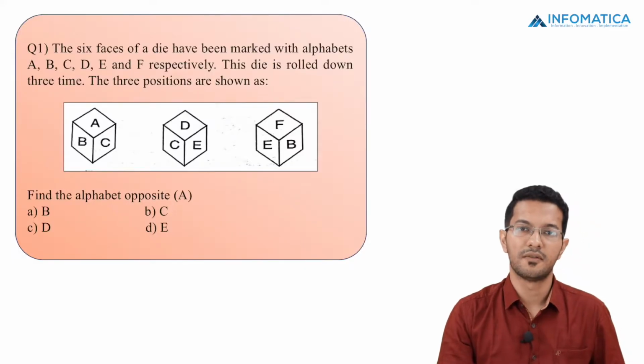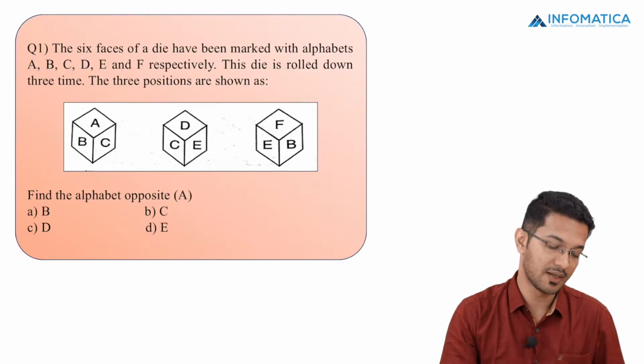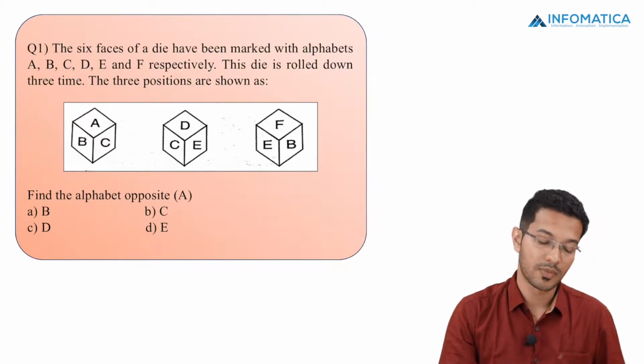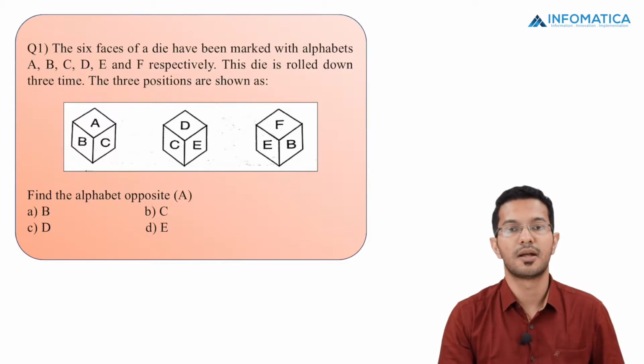So students, if we look at the first question, they are saying that the six faces of a die have been marked with alphabets A, B, C, D, E, F respectively. This die is rolled down 3 times. The 3 positions are shown as below. So find the alphabet opposite A. So let me write down the solution.